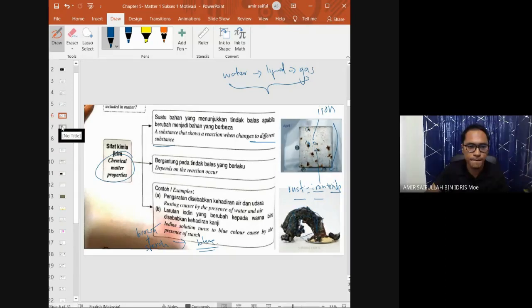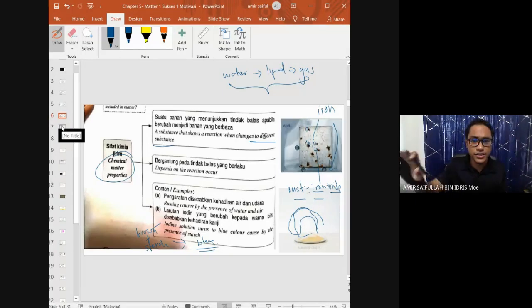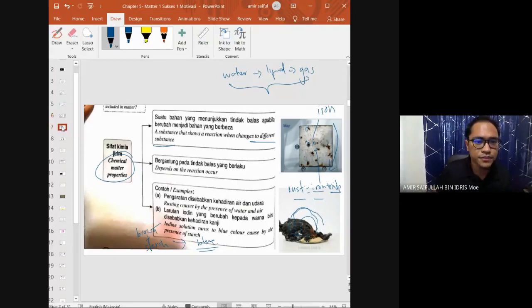Can. Okay, so there are two lah. Physical is not changing into a new substance, it's just changing its physical look only. But chemical, it changed totally into a new substance. So that is the difference.